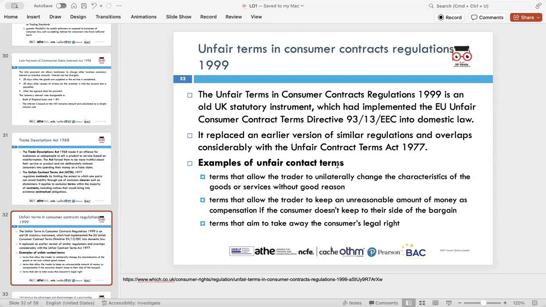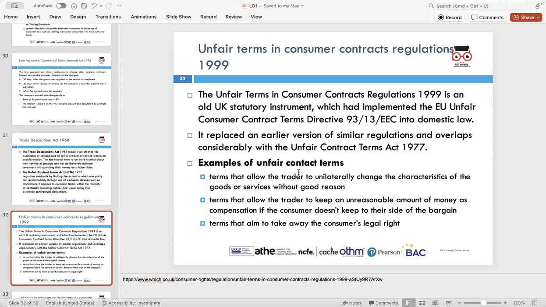Unfair Terms in Consumer Contracts Regulations 1999. The legislation pertaining to unfair terms in consumer contracts from 1999. The Unfair Terms in Consumer Contracts Regulations is a statutory instrument in the United Kingdom with the purpose of implementing the Unfair Consumer Contract Terms Directive 93/13/EC into domestic law.